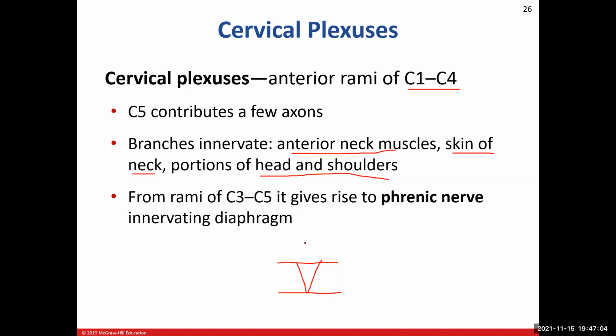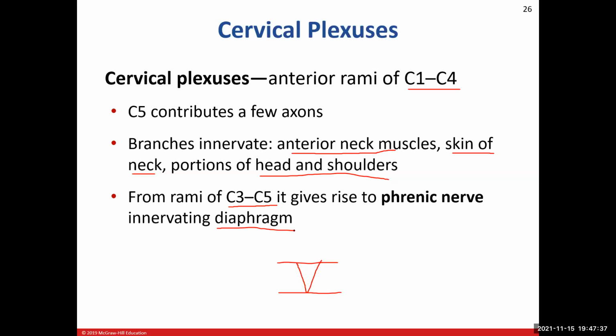One nerve of note that comes off of the cervical plexus, C3 through C5, so that means C3, C4, C5 spinal nerves, will contribute to the phrenic nerve, which innervates our breathing muscle, the diaphragm. How I remember it: C3, C4, C5 keeps your diaphragm alive. So if you damage the phrenic nerve, you will have some difficulty innervating the diaphragm.